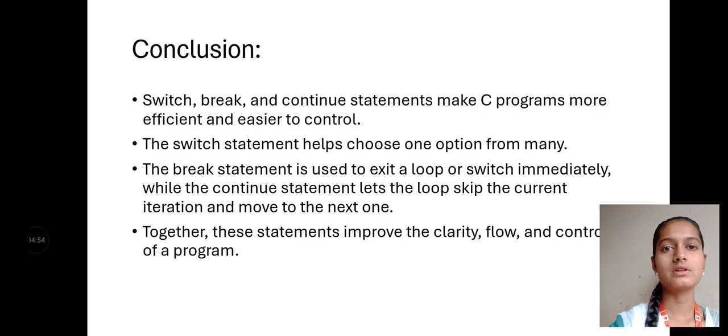Now, conclusion. Switch, break, and continue statements make C programs more efficient and easier to control. The switch statement helps choose one option from many. The break statement is used to exit a loop or switch immediately, while the continue statement lets the loop skip the current iteration and move to the next one. Together, these statements improve the clarity, flow, and control of a program.